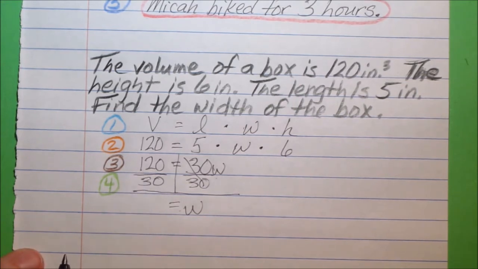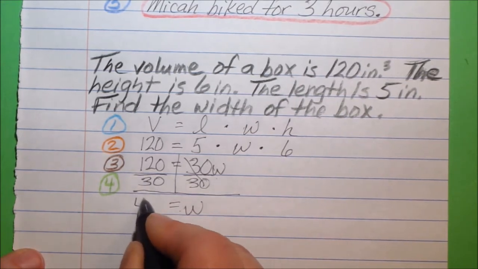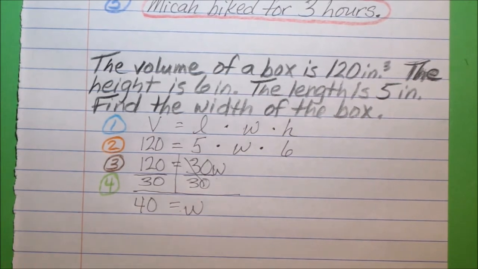3 goes into 12 4 times, so I've got 4 and keep one of those zeros. And then that way I know that W equals 40. So, why do I have a feeling I made a weird mistake?